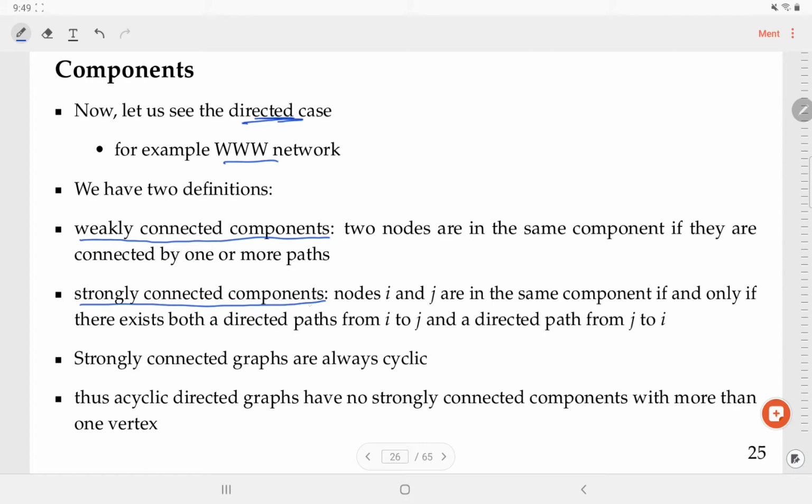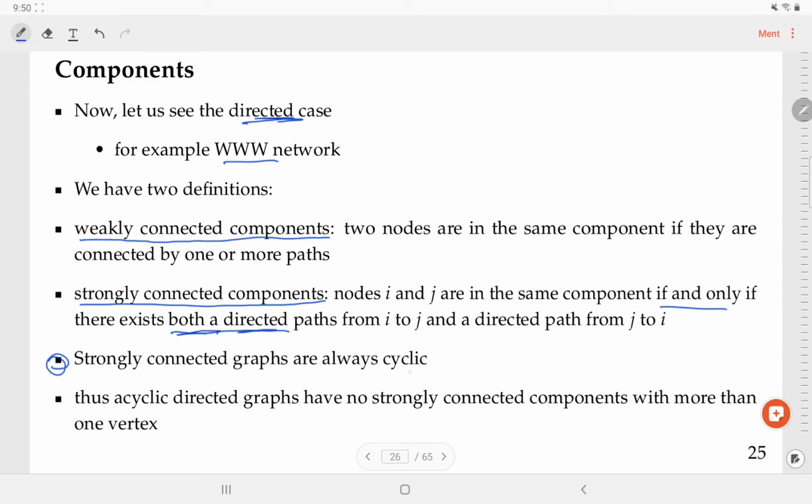Now, strongly connected components, that's a very heavy kind of definition, a very strict definition. It says that nodes I and J are in the same component if and only if there exists both a directed path from I to J and a directed path from J to I. So you see it's really strict. It's really a strict requirement to have a component be strongly connected.